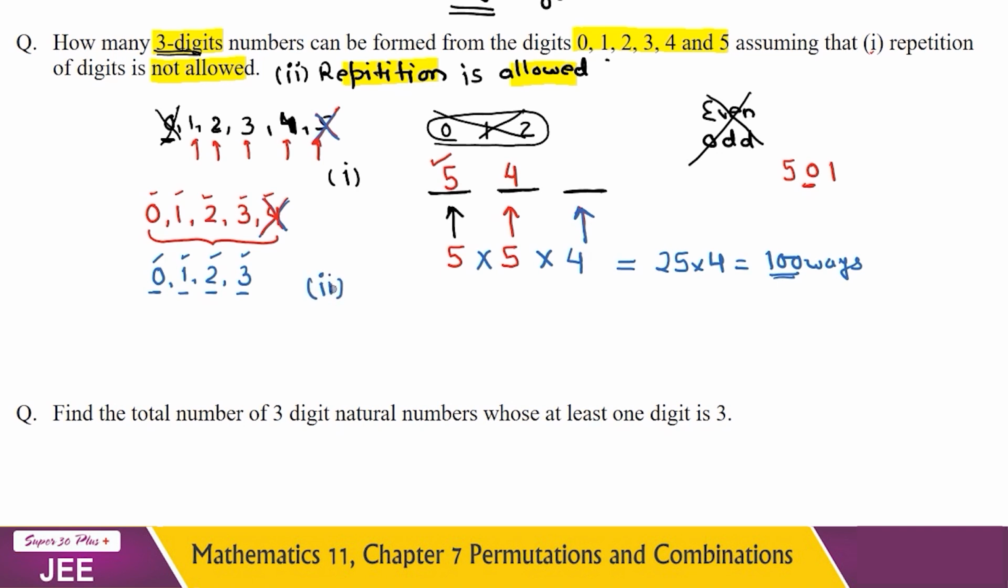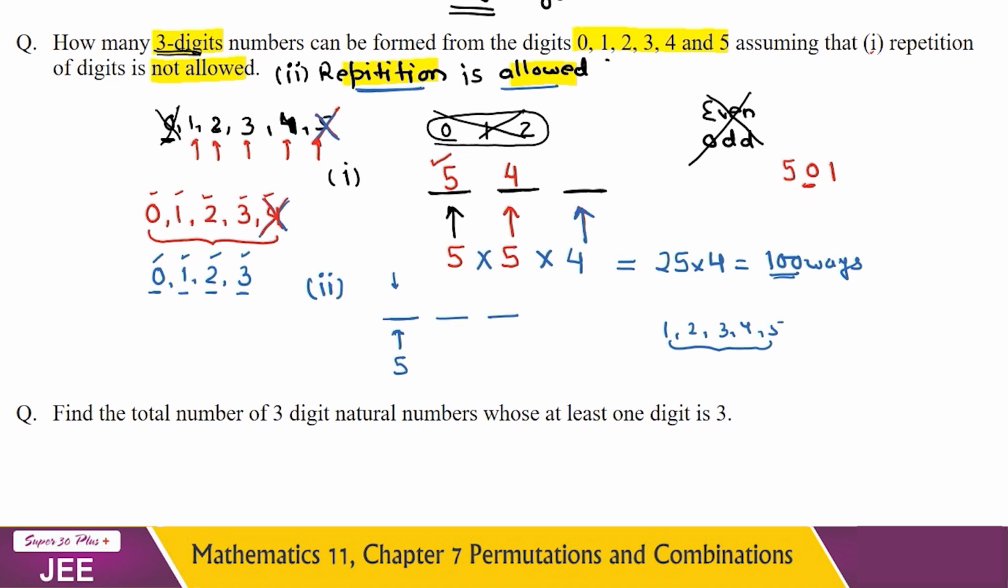Coming to the second part of this question. The second part says the question is the same, just that now repetition is allowed. Again I have marked 3 places, in which the first place can again be filled in 5 ways, because again 0 cannot occur over here. We cannot start a 3-digit number with 0. So we are left with 1, 2, 3, 4, 5. These 5 options are available for first place.